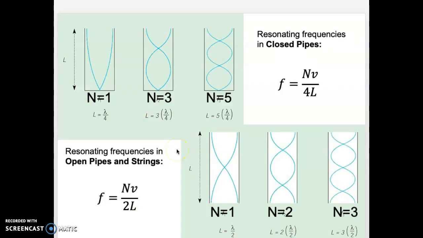Here's a summary of the formulas that you found on that worksheet. This is the formula for closed pipes, and this is the formula for open pipes, and it's also the formula for strings. And that's for the nth harmonic. So for the first harmonic, or the fundamental, it's just v over 2L. For the second harmonic, for an open pipe, it's going to be 2v over 2L, or just v over L, etc. And then for closed pipes, you can't use n equals 2. You can't use even numbers there. It's all odd numbers: 1, 3, 5, 7, etc. There are no even harmonics in closed pipe instruments.